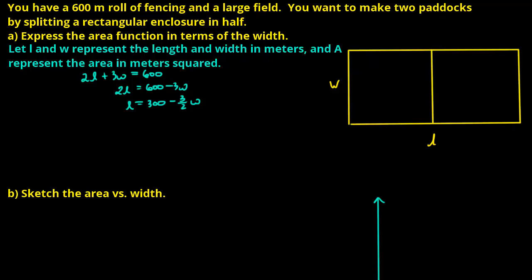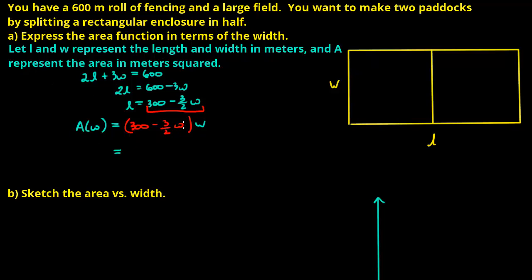Remember that our goal in part A was to express the area function in terms of the width. Now, I know that area is just equal to length times width. What this says is that my length in this problem can be expressed in terms of the width. I can rewrite it as 300 minus 3 over 2 W. So my area is equal to the length, which is 300 minus 3 over 2 W, times the width, which is just W. So my area as a function of W is equal to 300 minus 3 over 2 W, times W. And that's all that part A asked for.